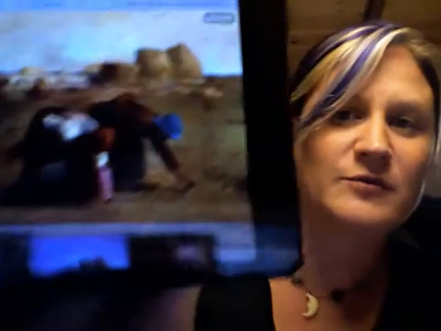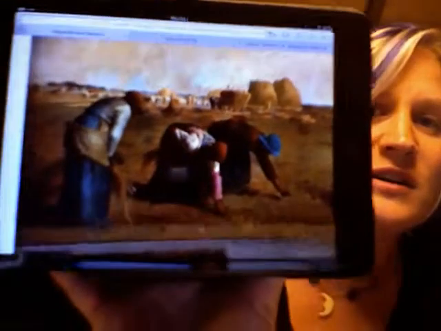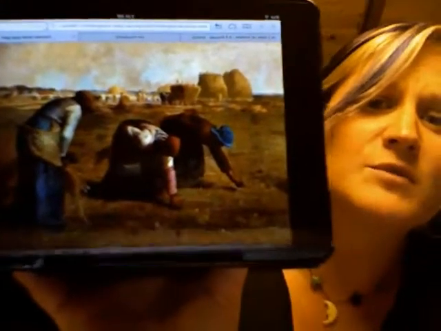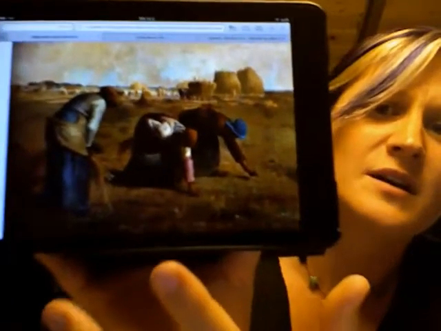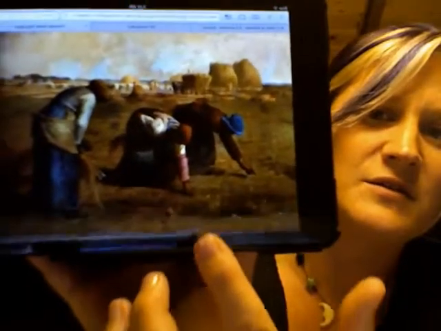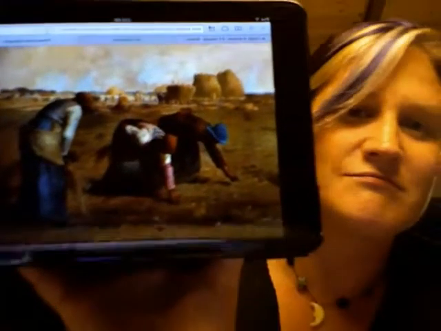Like this one here had people working out in the fields. But that's a very realistic picture. It's still a portrait. It's a portrait of them doing their jobs. They're out in the field doing what they need to do.